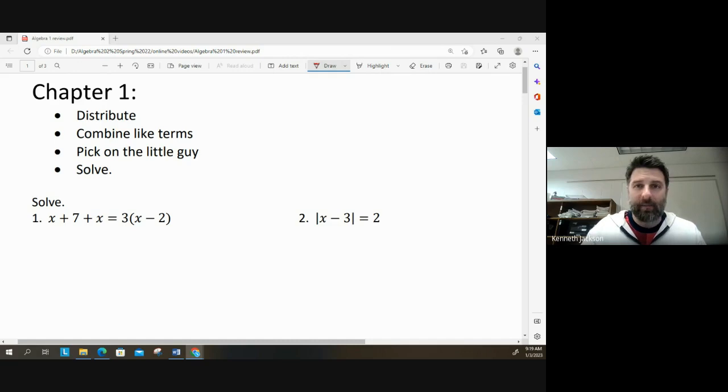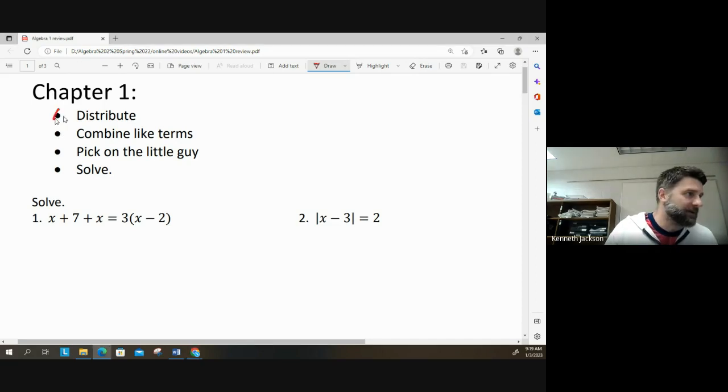One of the main topics or cornerstone pieces of Algebra 1 is being able to solve either an equation or, in Chapter 2, an inequality. And in order to solve, we have to follow these steps, which are to distribute, combine like terms, pick on the little guy, that means move the smaller variable, and solve, which means get x on a side by itself. We want it to read x equals.